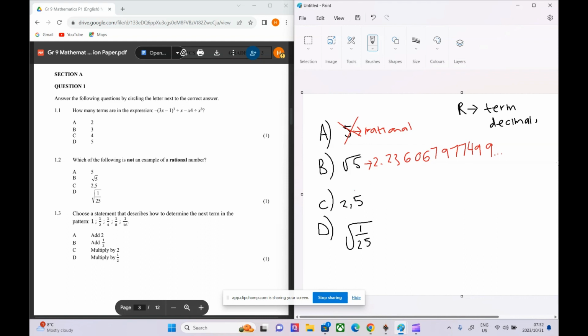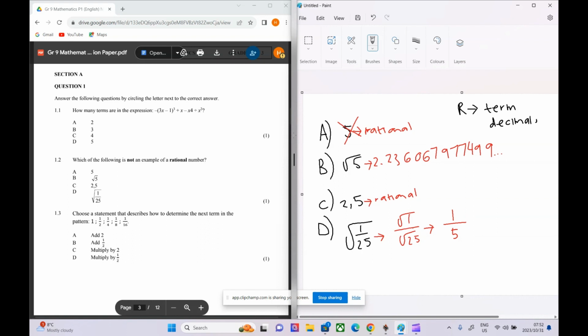If we look at 2.5, obviously that's a terminating decimal. The decimals end at the 5. So that would be a rational number. And then what I would do with this, I would also put it into your calculator. You can simplify it first. So what I would say is the square root of 1 divided by the square root of 25. You can write that as the same thing. And then square root of 1 is just 1. Square root of 25 is 5. Okay, so already that looks a lot better.